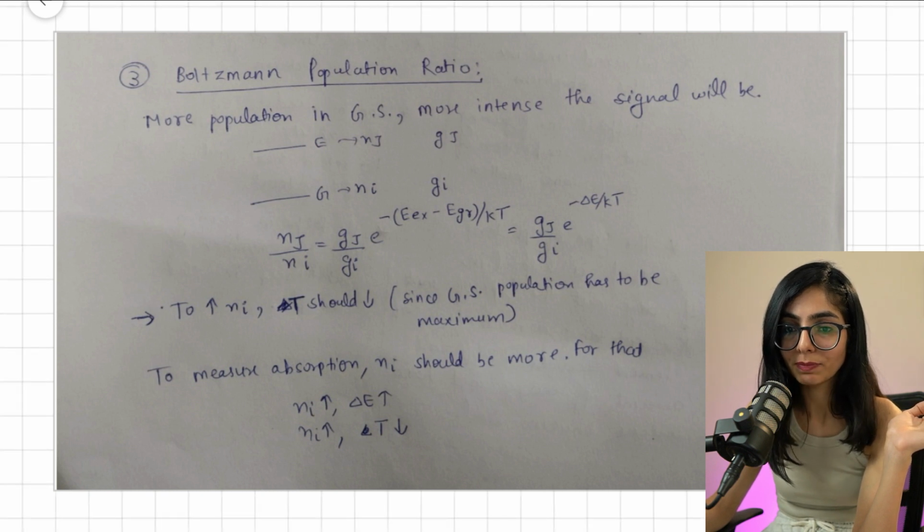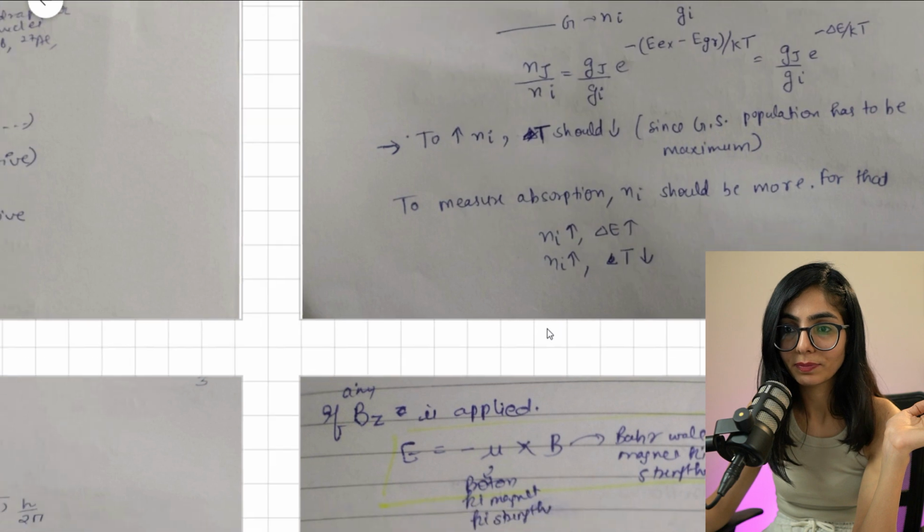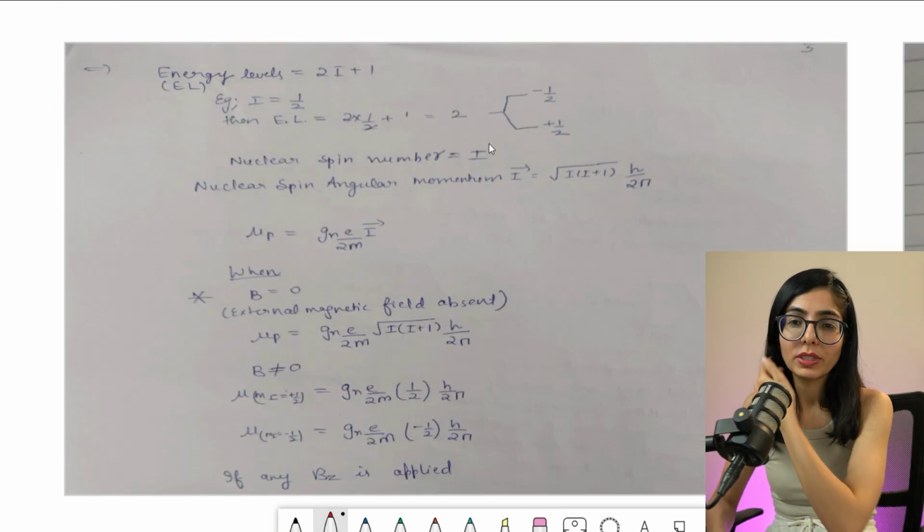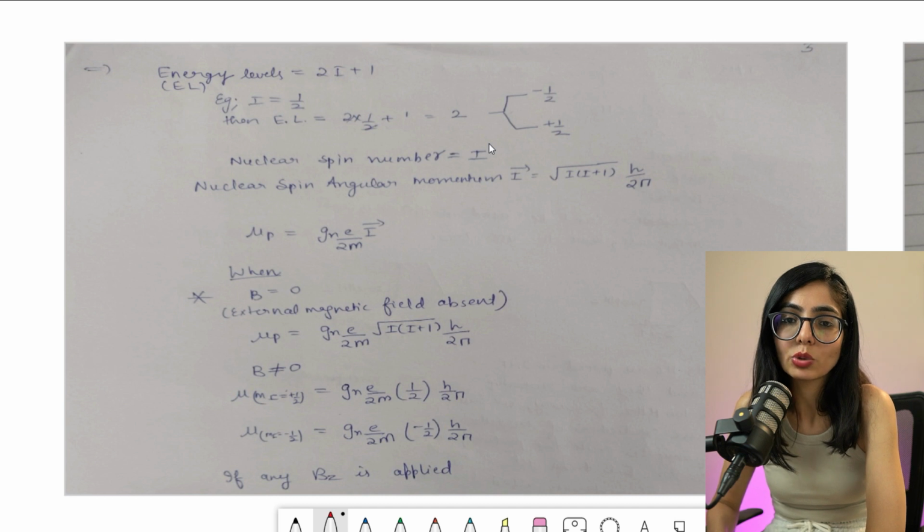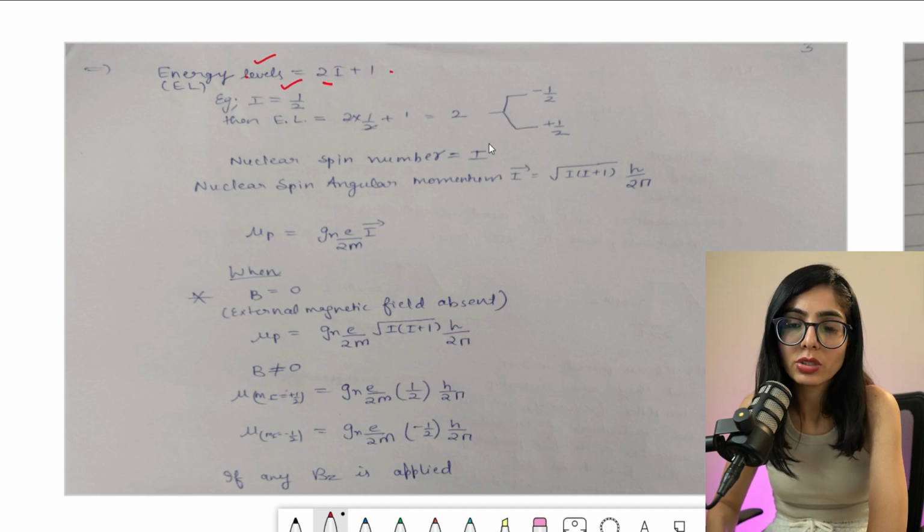Let's just go to the next slide. Now coming to the other aspects, that is how to calculate energy levels. The formula is very simple, that is 2I plus 1. Suppose your spin number is half, so the energy levels would be 2 into half, plus 1, that is 2. So my energy levels will be 2. Whenever spin is half, you'll always keep it plus half and minus half. Same, you call it mI.